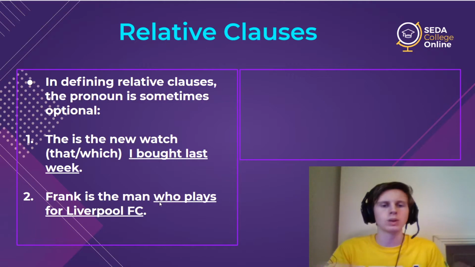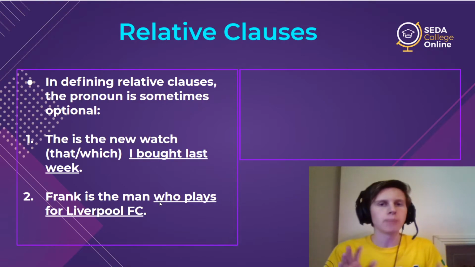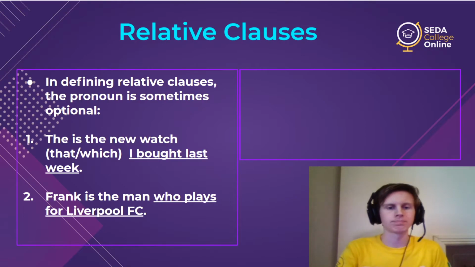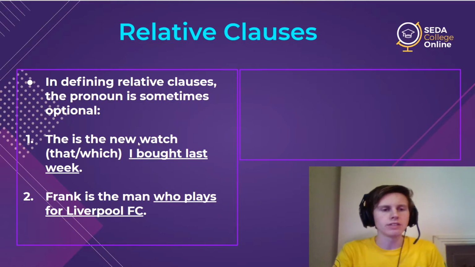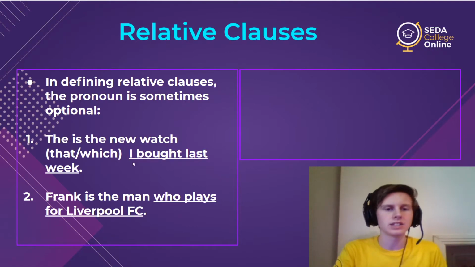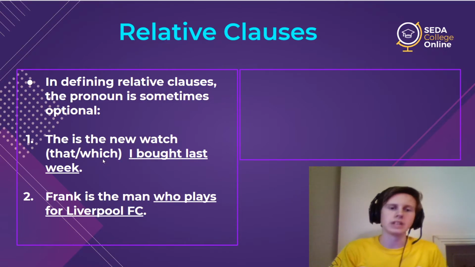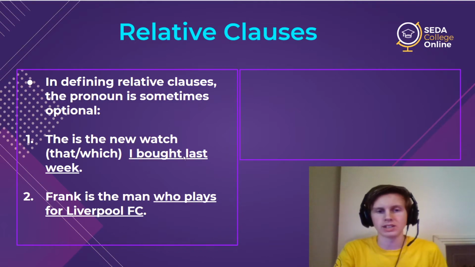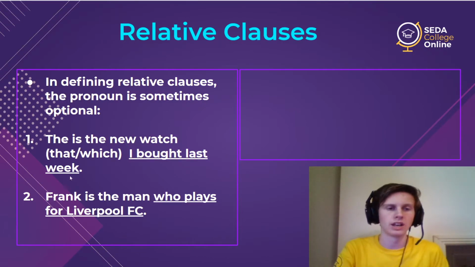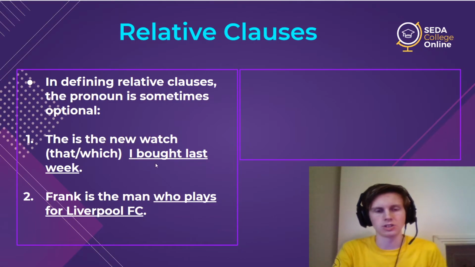So why? What's the difference? Well, it's based on the subjects. So if your sentence has a subject in the independent clause, this, and a subject in the relative clause, I, the pronoun is optional. We don't need it. Because it's an object here. I bought the watch last week. So we don't need the relative clause to connect the two.